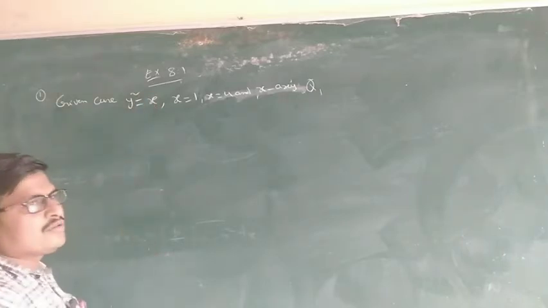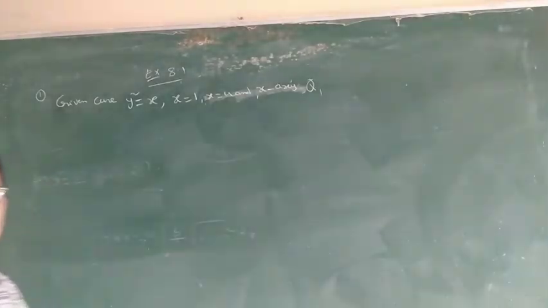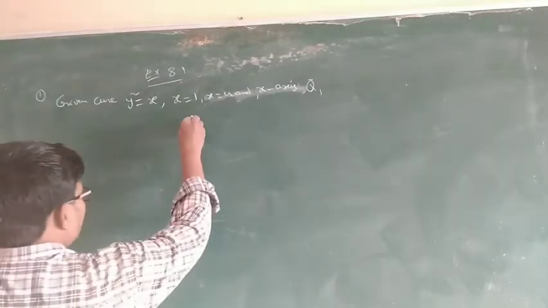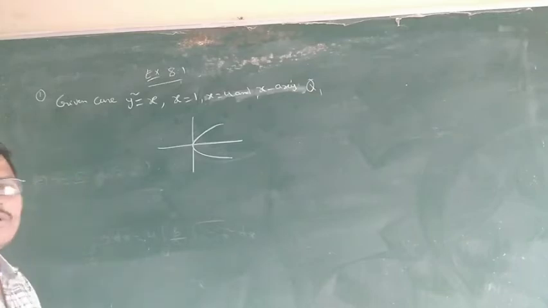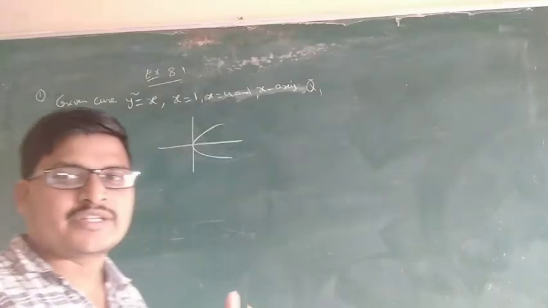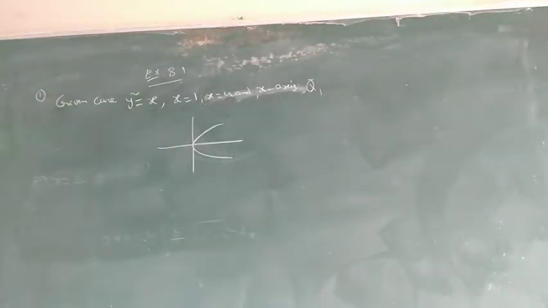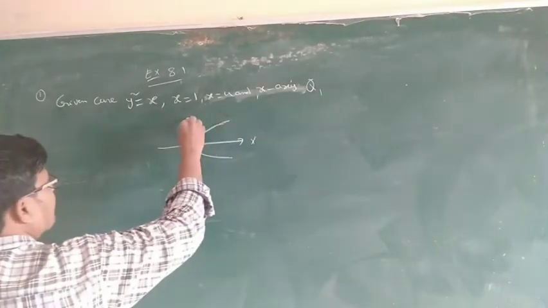Actually this is y square is equal to x. This is the parabola, the first parabola. What is the y square is equal to 4x parabola? This is the y square is equal to 4ax parabola, right side. Y square is equal to minus 4x is left side. Okay. So y square is equal to 4ax, or y square is equal to x, so 4a is equal to 1. Okay. So this is the x axis, y axis.